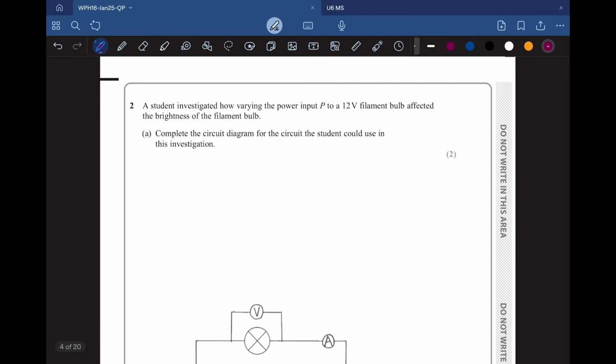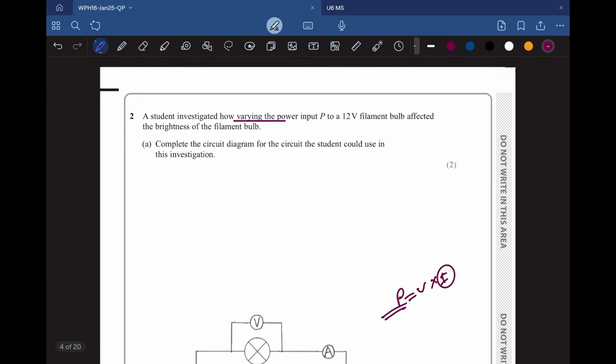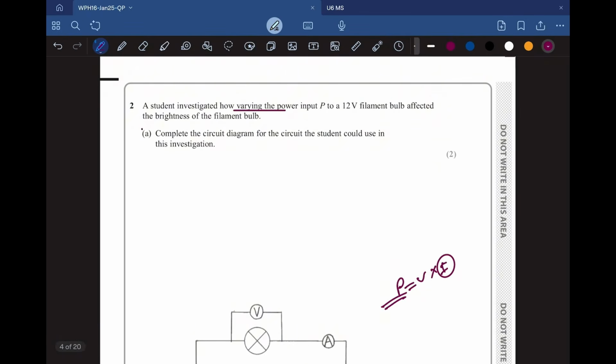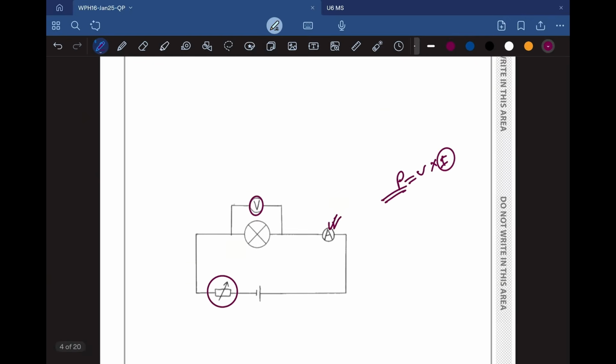They have asked to vary the power input. To vary the power input, we will vary the current, because we know power is equal to voltage into current. If the current varies, the power input will also vary. And they have asked how it will affect the brightness of the filament bulb. To figure out how the brightness is affected, we'll have to connect a voltmeter across the filament bulb. And as usual, there is always an ammeter in the circuit. That's how you'll have to construct this.